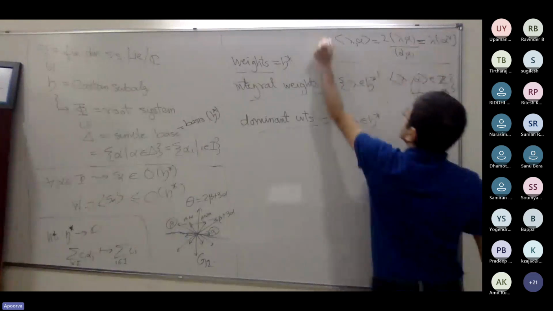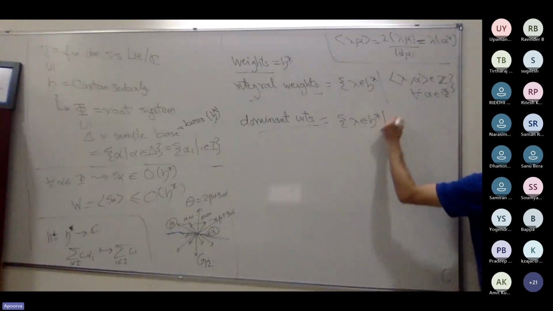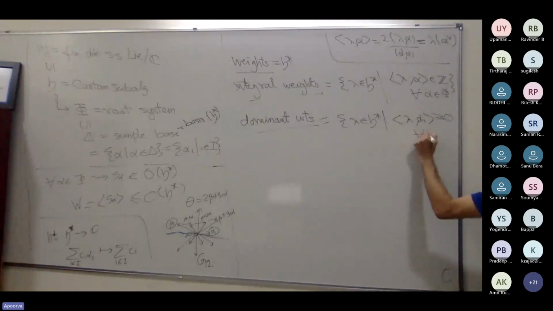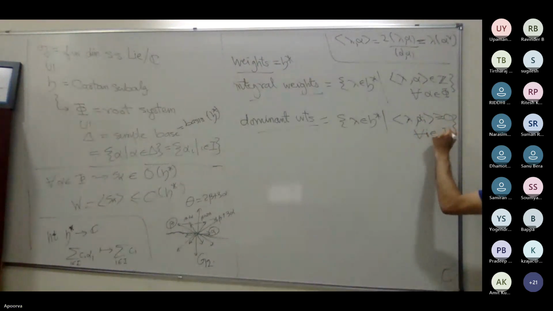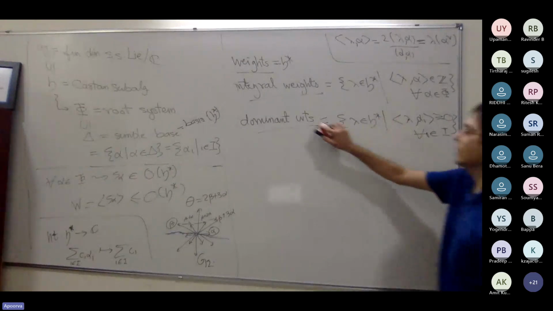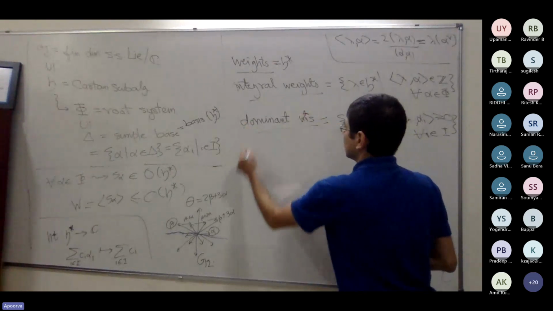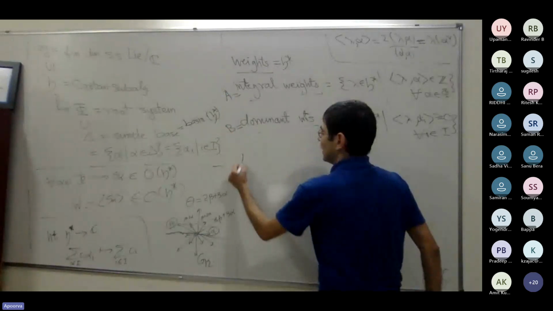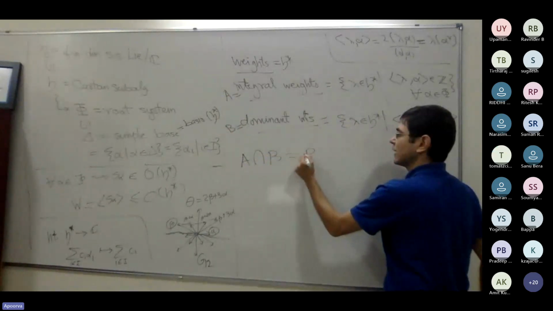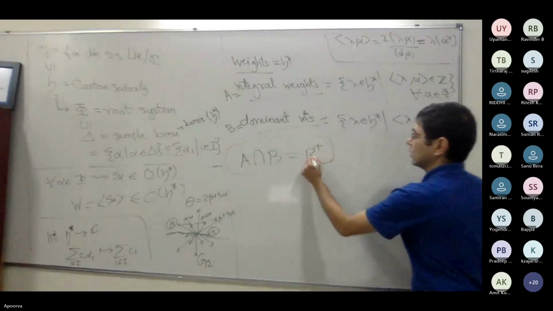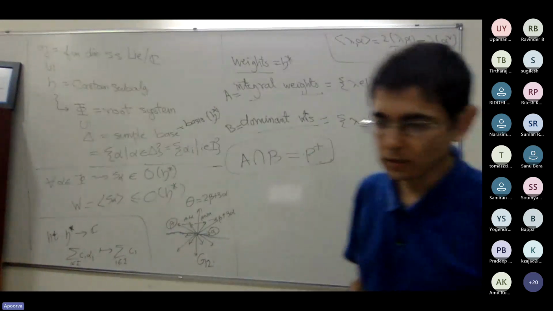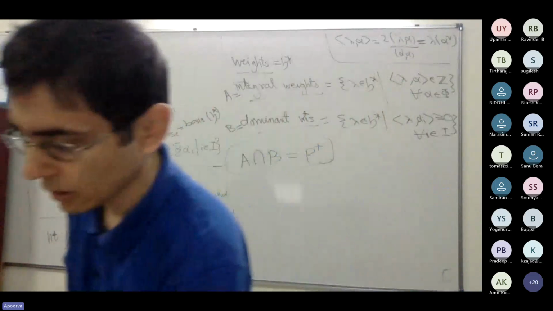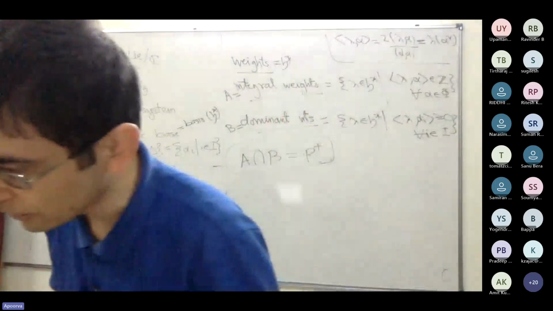Right. Okay, great. So dominant weights are simply those such that lambda evaluated at alpha_i check is greater than or equal to 0 for all i. So these are dominant weights, integral weights, and the intersection of these, let me call this A, let me call this B, and A intersect B is the dominant integral weights, which we defined. These are the ones that index the finite dimensional irreducible highest weight modules.